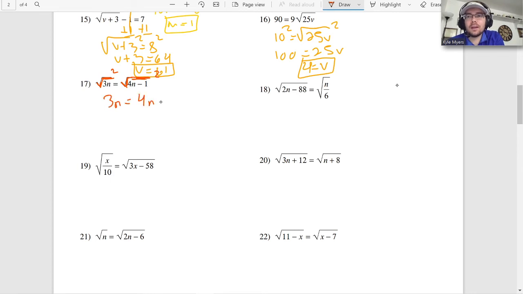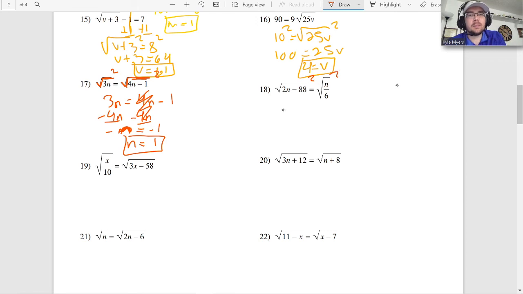3n equals 4n minus 1. We have n's on both sides. That's a little bit different, but that's in normal equations without squares and square roots anyways. So I'm going to just subtract 4n. I'm going to show the in-between step just because this is a little weird, but hopefully not by that much. So if negative n equals -1, then n equals 1. And that's how you solve that one.